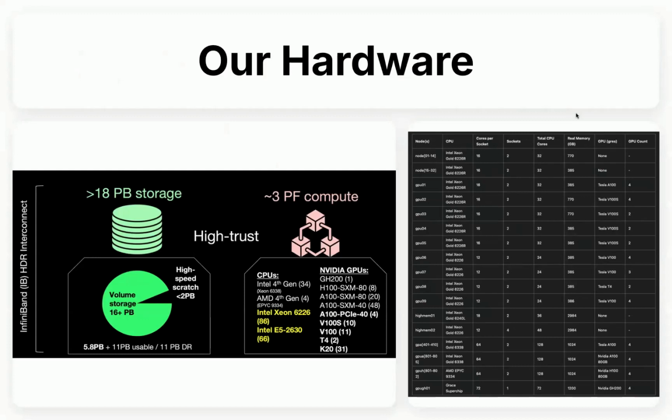Just to jump into our hardware. So we have really amazing hardware. We have 18 petabytes of storage. This is all on a high trust network. We have about 3 petaflops of compute utilizing a mix of CPUs and GPUs. We have some next level GPUs in terms of being able to serve several H100, A100 machines. We also have an experimental GH200 machine available. So these are all very amazing machines.